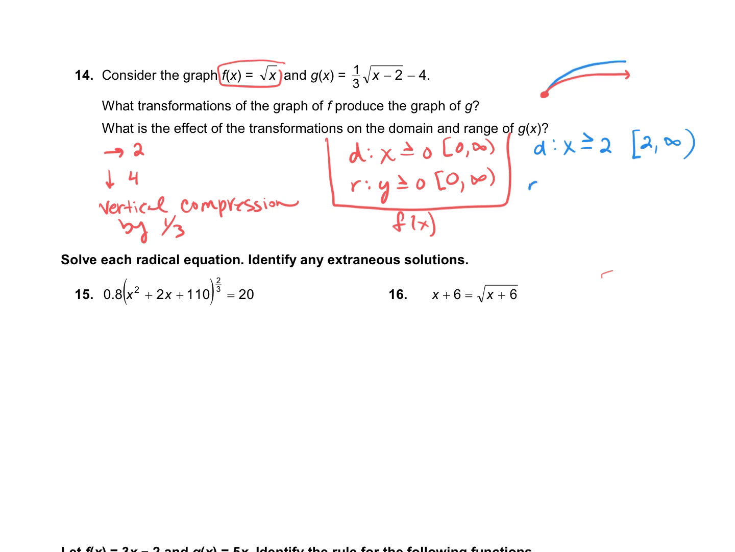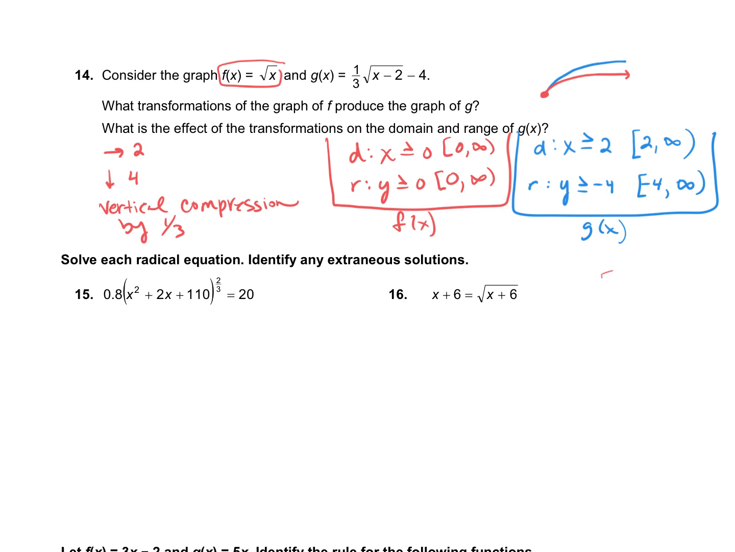All right, so for the range, if we are moving the whole graph down 4 units, your range will go down 4 units as well. So all the y values will be greater than or equal to, since we're going down 4 units, negative 4. In interval notation, we would say from negative 4 all the way to infinity is our new range. So here's the domain and range for g of x.